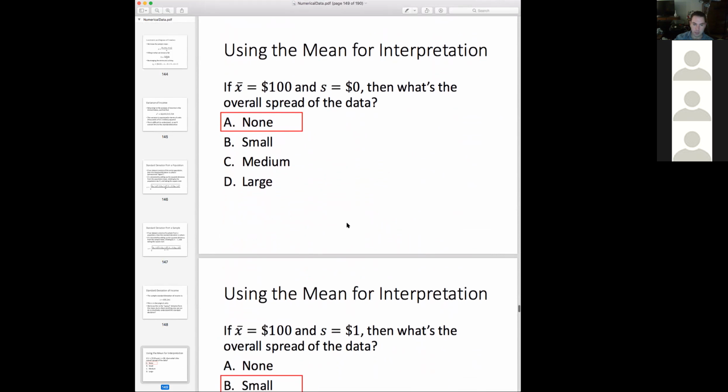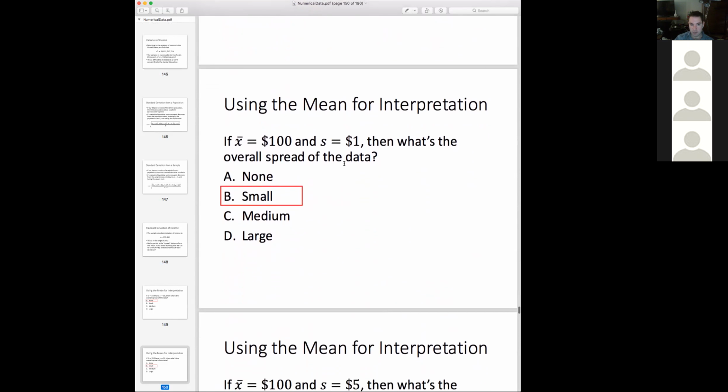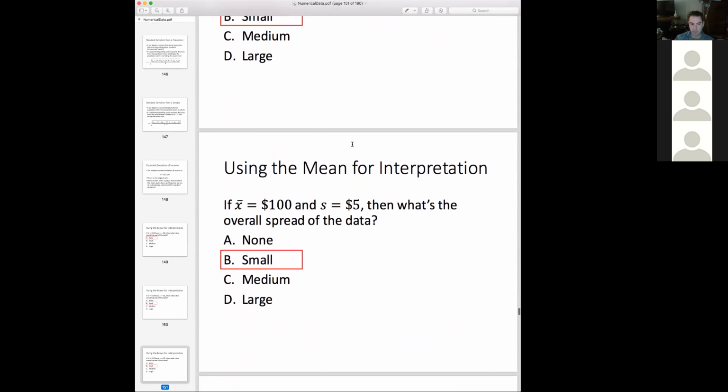So this is just asking you some questions here. It's asking if your mean is $100 and your standard deviation is equal to $0, what is the spread of the data? And the answer is none, because the standard deviation is equal to 0. So that means there's no spread within the data. If you have a standard deviation of 1, that means that the overall spread of the data is small, because your sample standard deviation of 1 is a lot smaller than your mean of 100. So that means that there's very little variation in the data here.